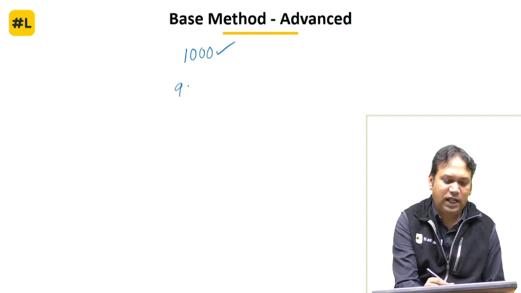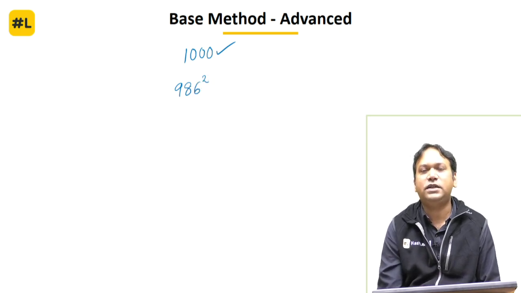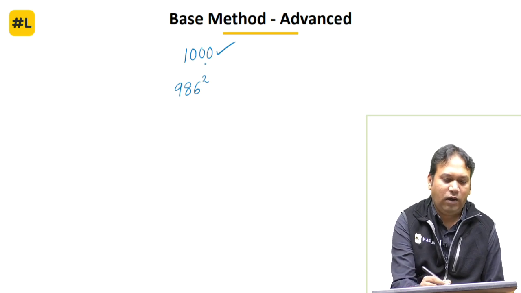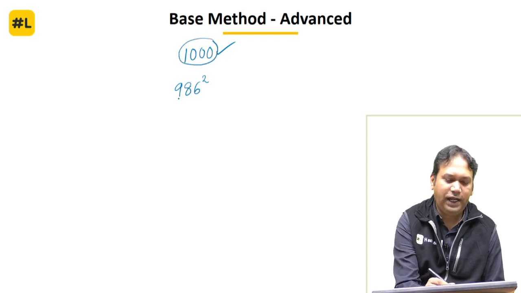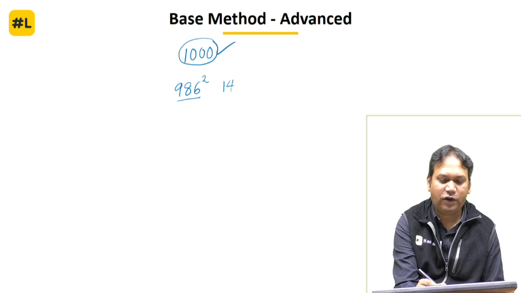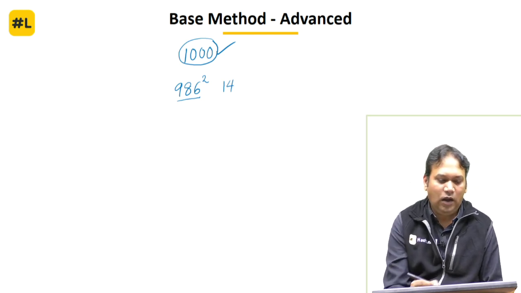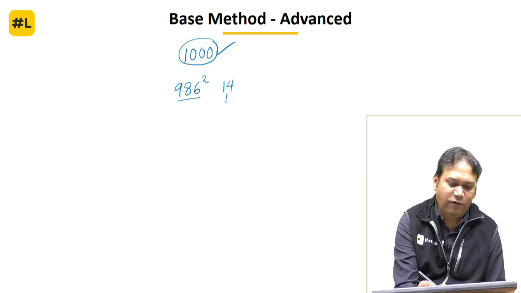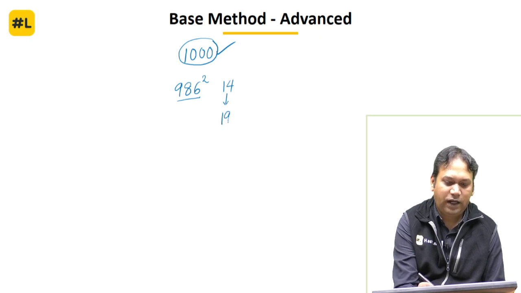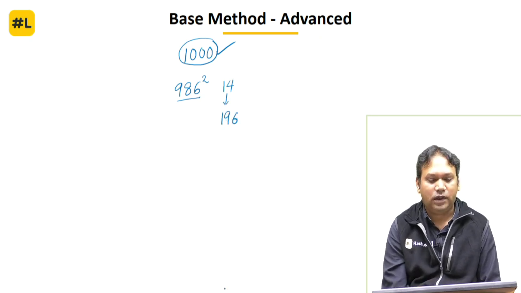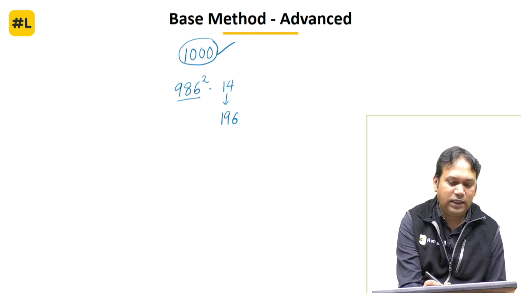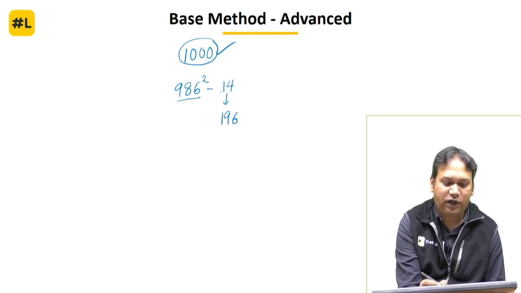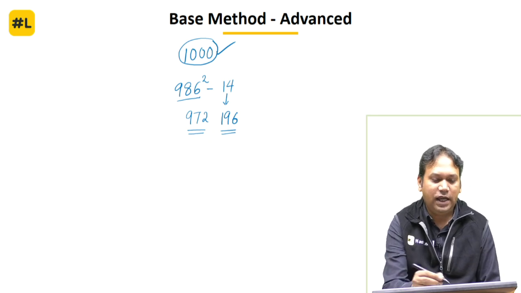Suppose you want to find what is 986 square. Compare from 1000, 986 is how much less? 14. Now, what is the square of 14? 196, and then subtract 986 minus 14, 972. So what is the final answer? 972196. So the only thing changing is the reference point.